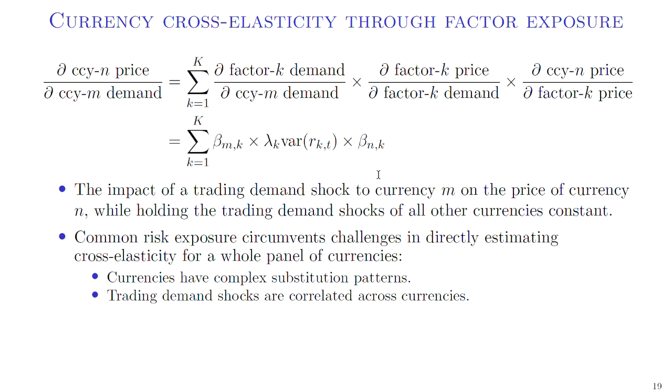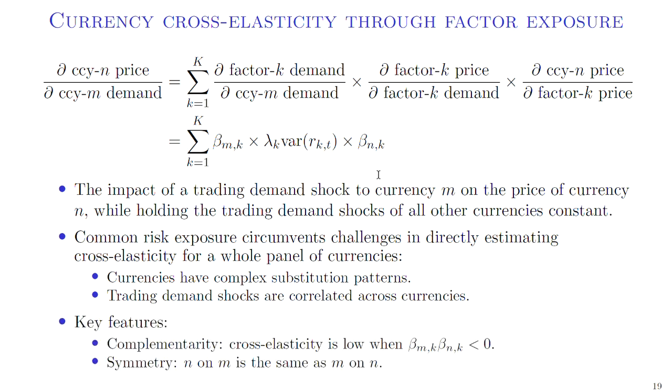And this actually circumvents a lot of challenges when you try to estimate cross elasticity for a whole panel of currencies. Think about it. If you don't have a model, what would you do? Well, you would run a reduced form regression, but then for the demand shocks, not only do you need an instrument for all those demand shocks for all currencies, but they are also likely to be correlated. You suffer multicollinearity. So basically, you have to impose structure. And the key feature of what we get here is two things. One, this type of cross elasticity easily gives you complementarity. As you can see, if two assets are on the opposite leg of a trade, so they have negative beta exposure relative to each other, then you get a negative cross elasticity.